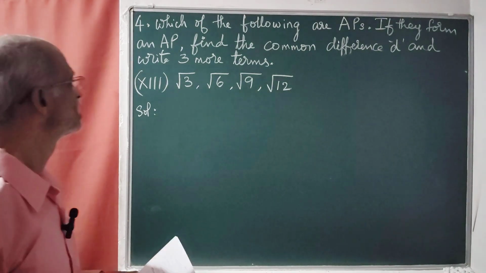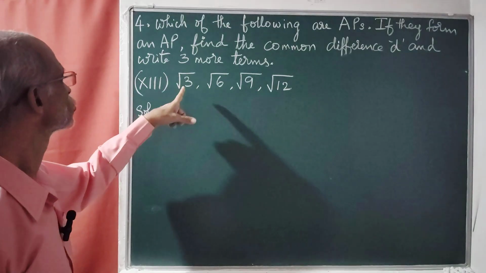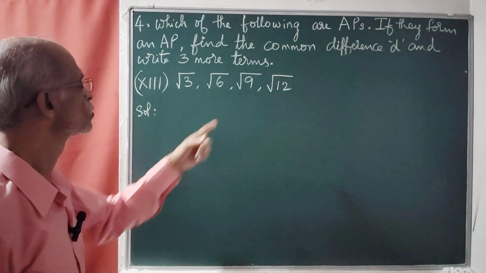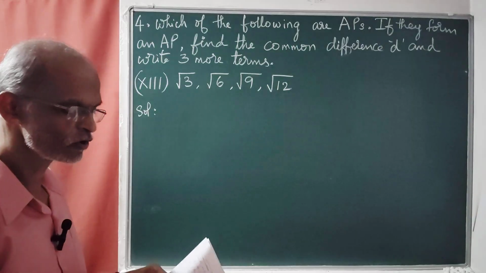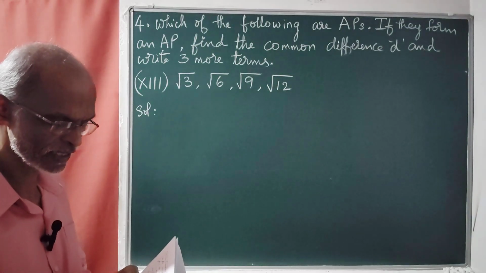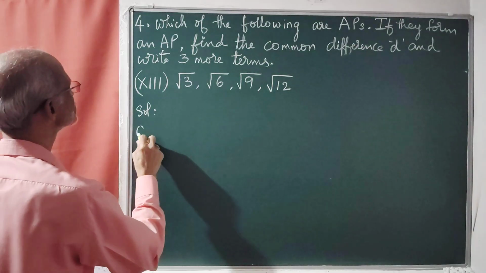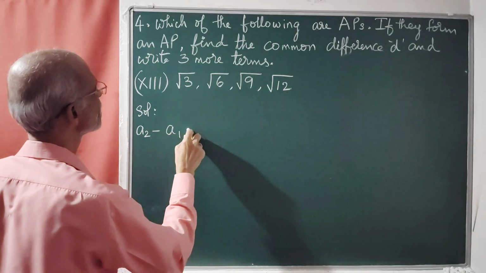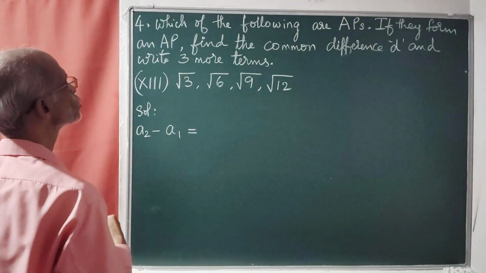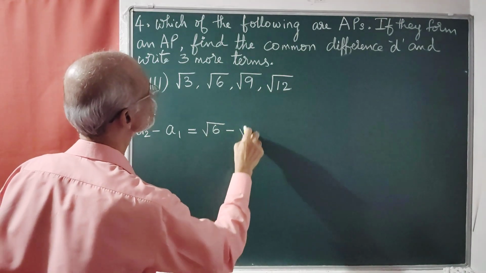Next sum, the given numbers are root 3, root 6, root 9 and root 12. Now we will try to find the difference between them. A2 minus A1. What is A2? Root 6. Root 6 minus root 3.